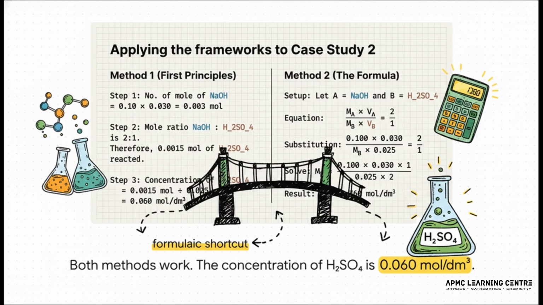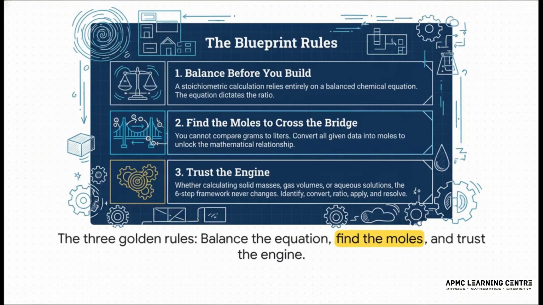And the result? Check it out. No matter which route you take, you get the same answer. The concentration is 0.060 moles per decimeter cubed. Both paths work. So, after all that, what are the big takeaways? It really just boils down to 3 golden rules. Number 1, balance before you build. Seriously, that balanced equation is your entire blueprint.